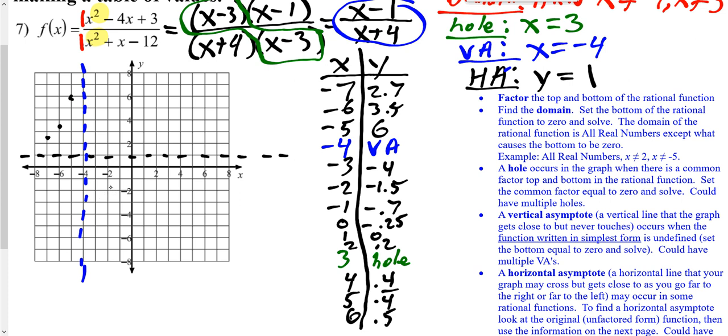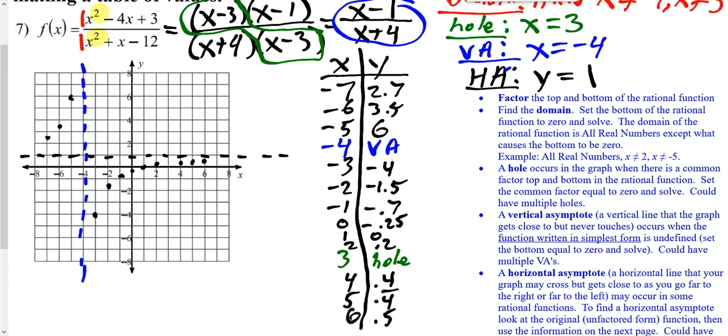Left 3 down 4. Left 2 down 1.5. Left 1 down just almost 1. Left and right 0 down 1/4. Right 1 up 0. And then I have my hole once I do the next one here at 3, which we'll come back to in a bit. And then I have right 4 up almost a half.